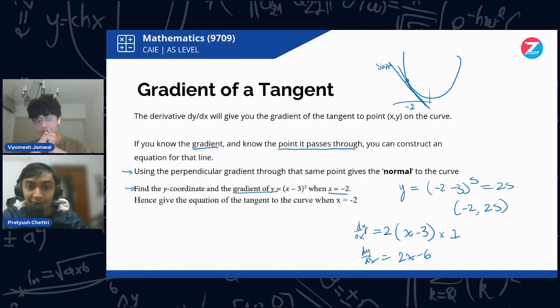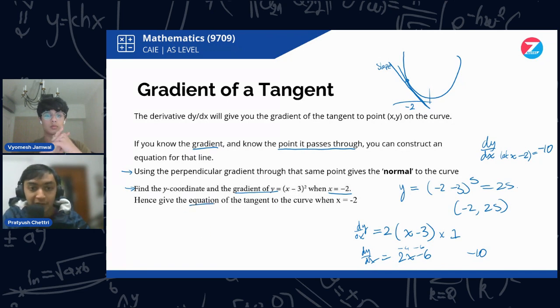So our derivative dy dx is just 2x minus 6. And at x equals minus 2, that means minus 4 minus 6, minus 10. So our slope dy dx at x equals minus 2 is minus 10.